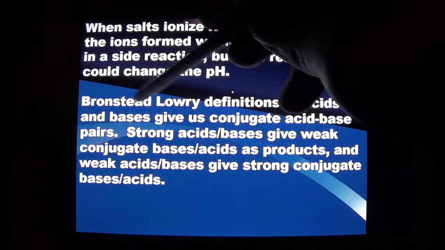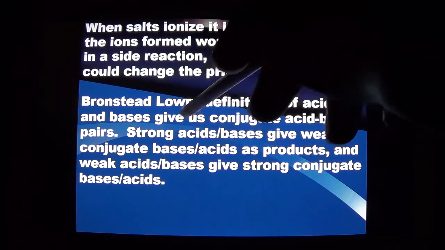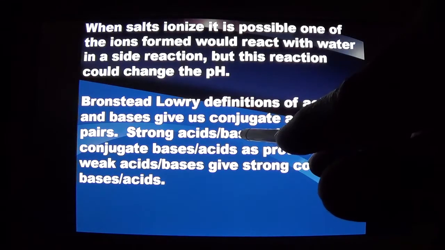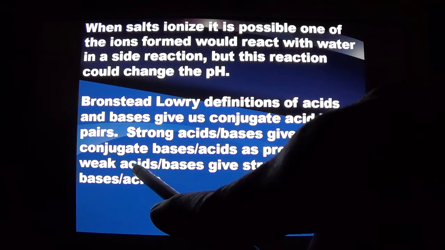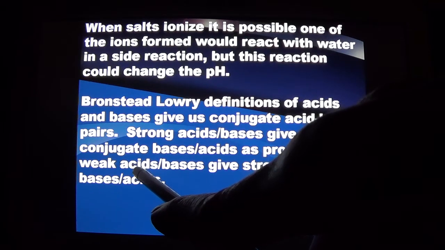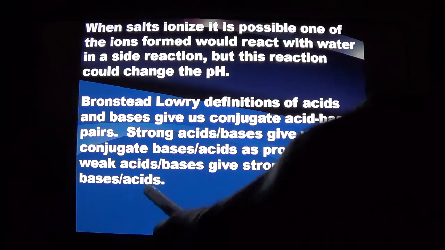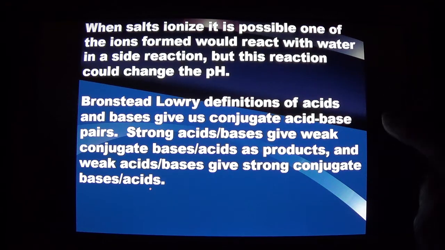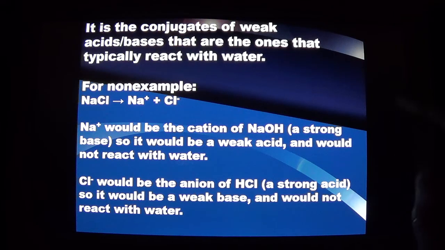And by definition, Bronsted-Lowry definition with conjugate acid bases, strong acids will give us weak conjugate bases, and strong bases will give us weak conjugate acids. And weak acids, as we probably are working with in Ka, will give us strong conjugate bases, and weak bases will give us strong conjugate acids. So you need to watch out for the products when you're doing a neutralization reaction, as well as when you're just dissolving some ions.